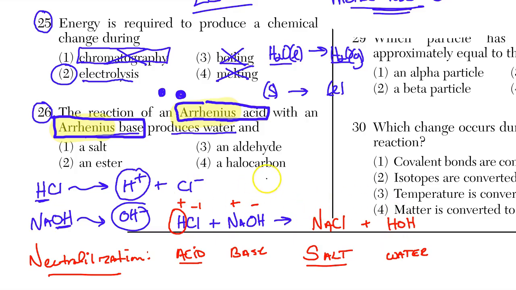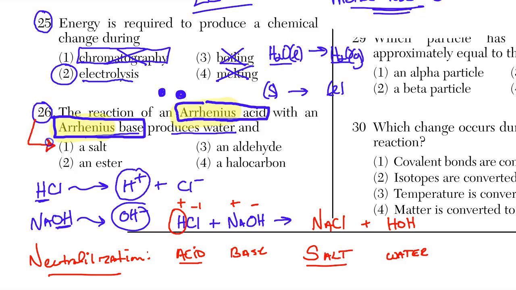I did a demonstration years ago in class where I took a strong acid like HCl and added it to a strong base, and I had equal amounts of acid and base, and what I was drinking when I poured them together was salt water. Okay, so it's a salt, and 26 is choice 1.